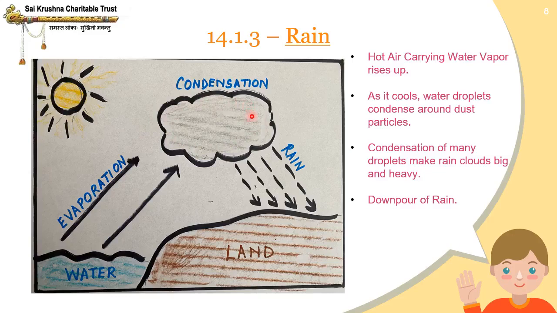And then they come down as rain. The rainwater flows through streams which form rivers, which eventually merge in the ocean.